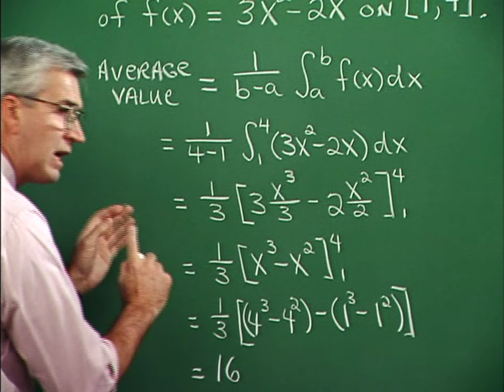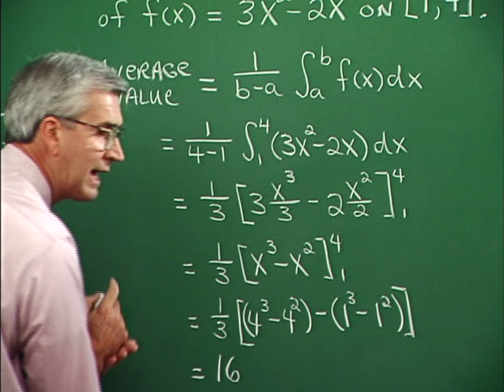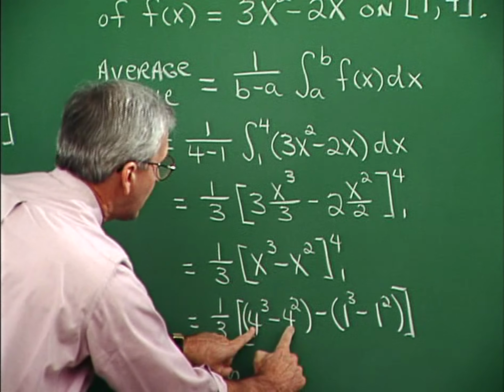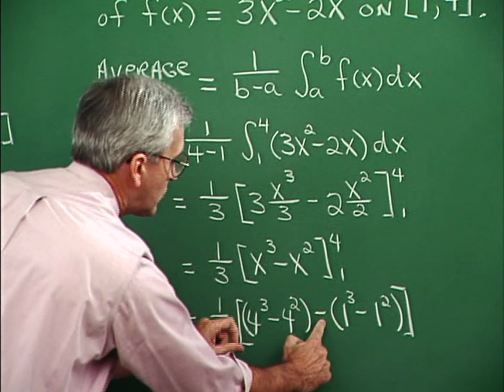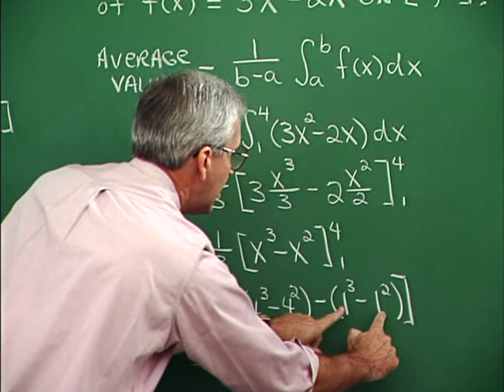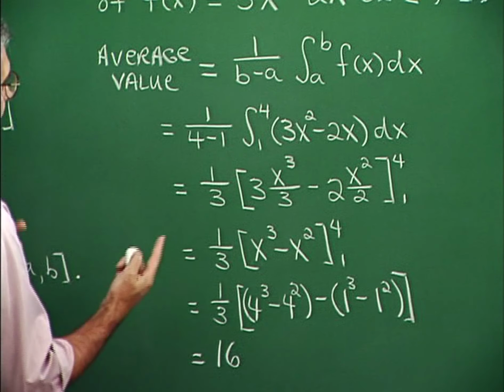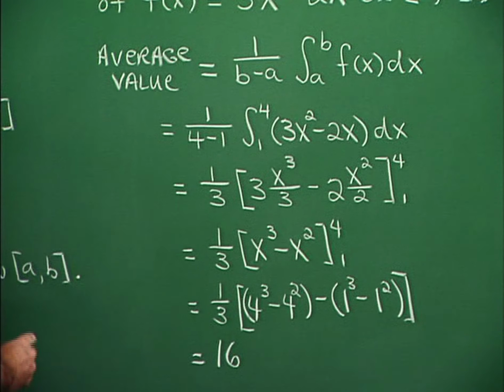So we take big F of 4 minus big F of 1. So the big F of 4 would be replace these x's with 4's, and then subtract, replace the x's with 1's, and then evaluate, and evaluating here we get 16. So the average value of the function is 16.